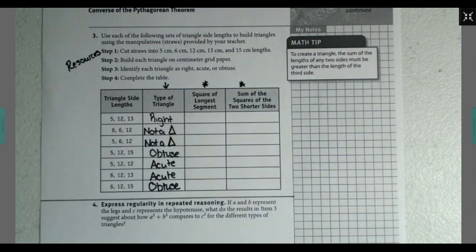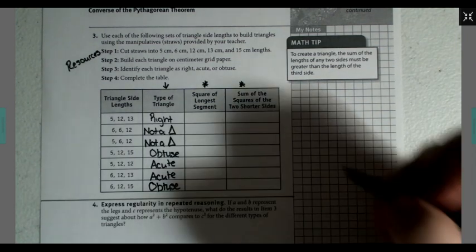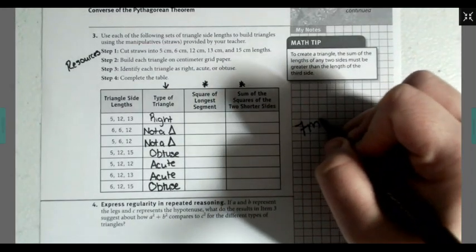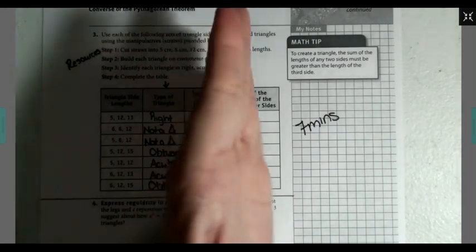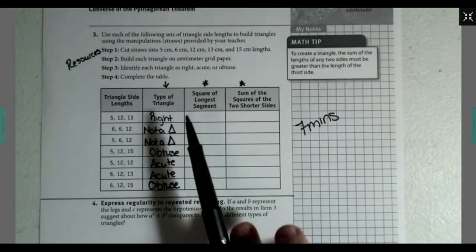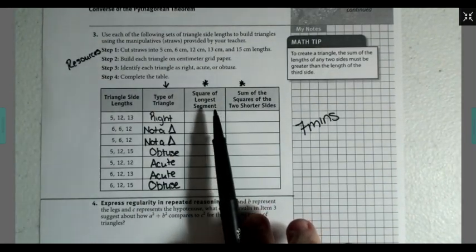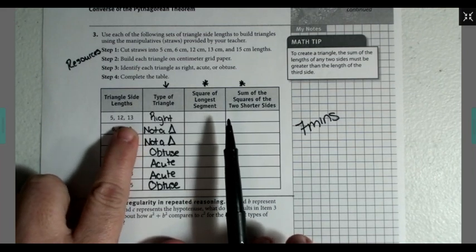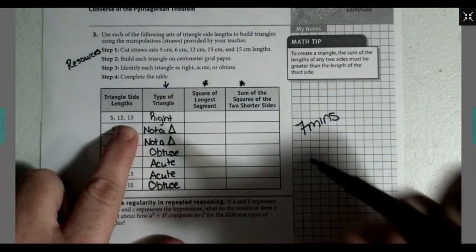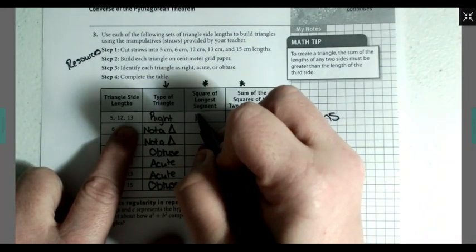So what I want you to do is take the next, let's go with 7 minutes here to complete column 3 and column 4. The square of the longest segment. I'll kind of walk you through this. What's the longest segment here? 13. What's 13 squared? 169.